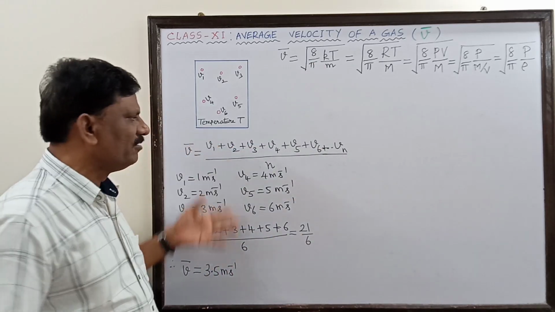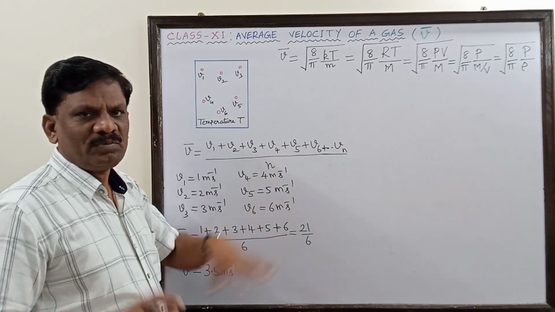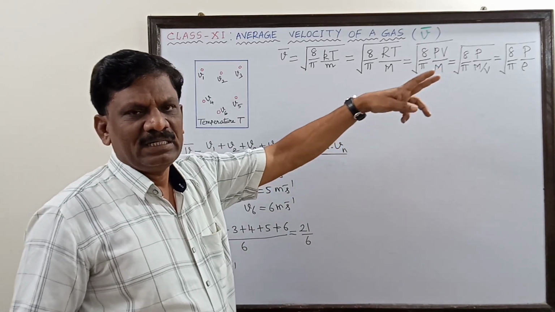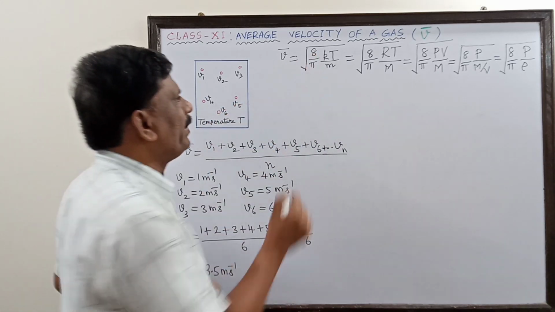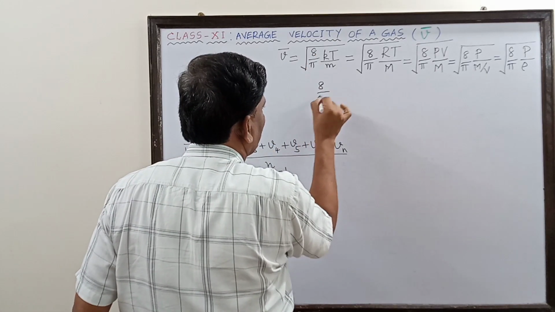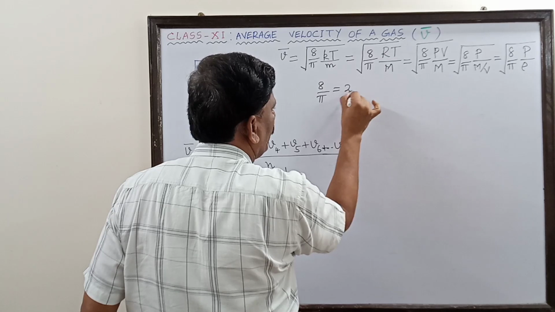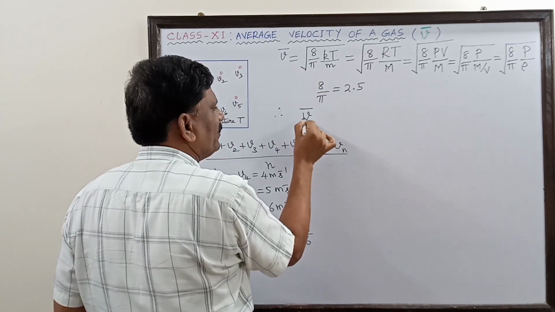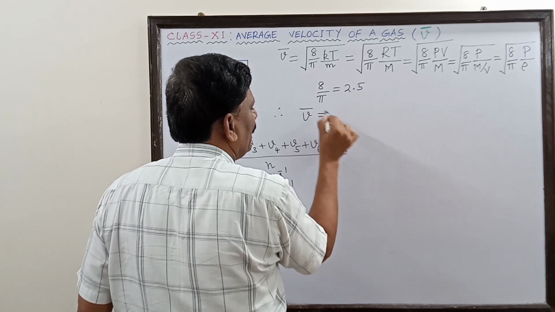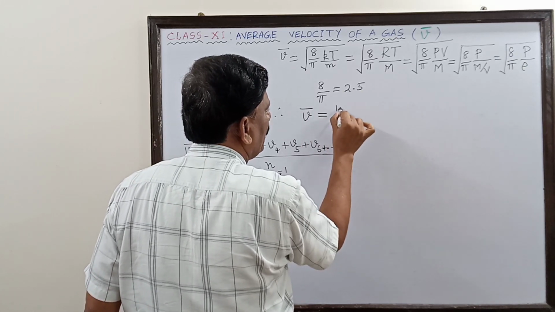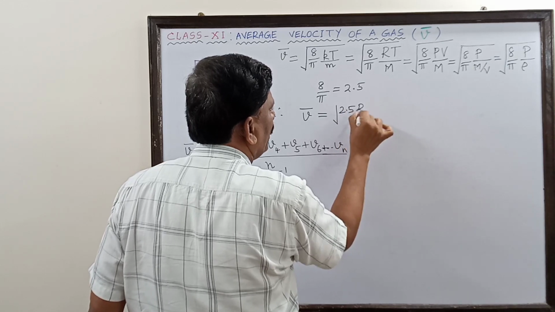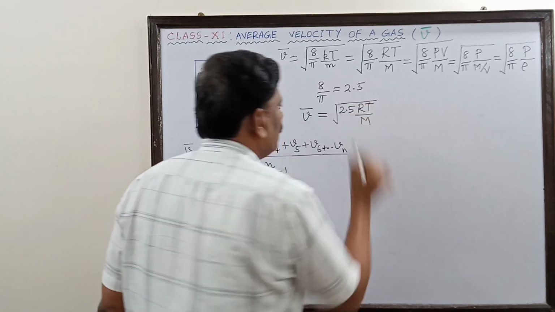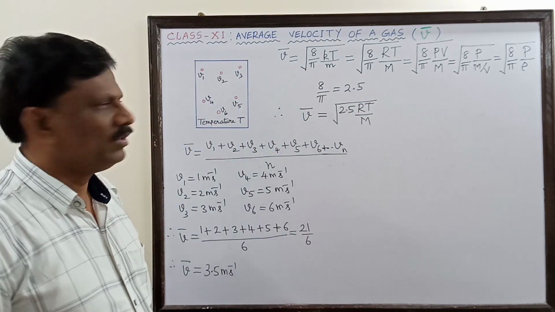The direct method is when you know the individual velocities. Suppose you don't know the individual velocities, then we can calculate by formula. 8 divided by pi is nearly equal to 2.5. Therefore I can also write this average velocity V bar as square root of 2.5 RT divided by m. Like this also I can find it.